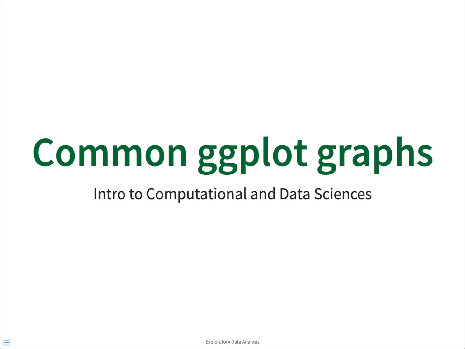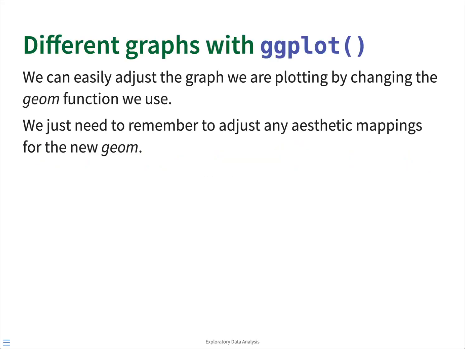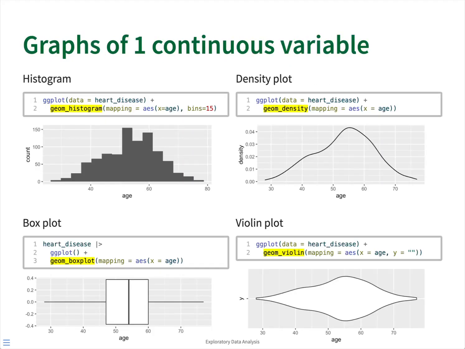In this video, we're going to look at a few common ggplot graphs that we want to make. It turns out we can pretty easily change the type of graph we're making with ggplot just by changing the geom function that we're adding. Often, we can even leave many of the same aesthetic mappings as they were in a different geom function. We just need to make sure that the required aesthetic mappings for any particular geom are present.